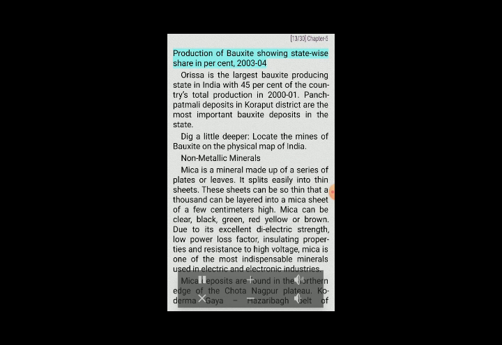Fig. 5.7. Production of bauxite showing state-wise share in percent 2003-04. Orissa is the largest bauxite producing state in India with 45% of the country's total production in 2001. Panchpatmali deposits in Koraput district are the most important bauxite deposits in the state. Dig a little deeper. Locate the mines of bauxite on the physical map of India.